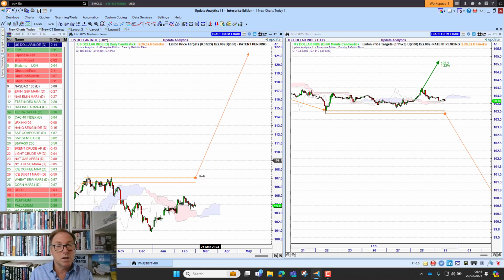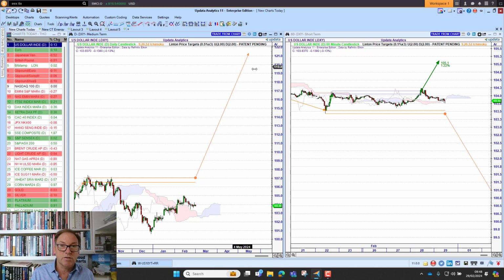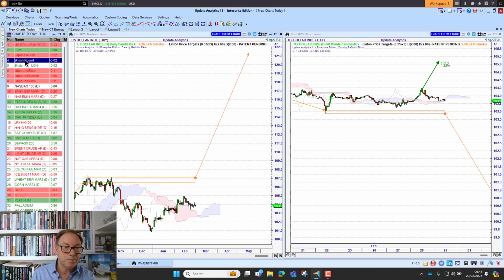And of course the medium-term daily chart, this is the short-term 60-minute chart, the medium-term daily chart, we're waiting for a move above 107 before we move much higher. So we're really waiting and seeing.